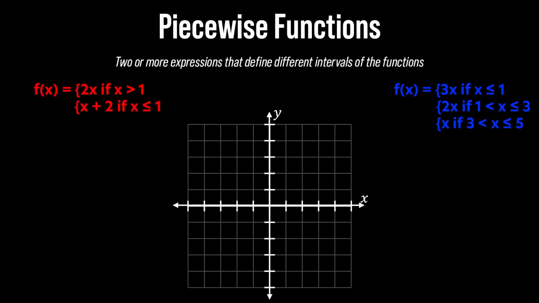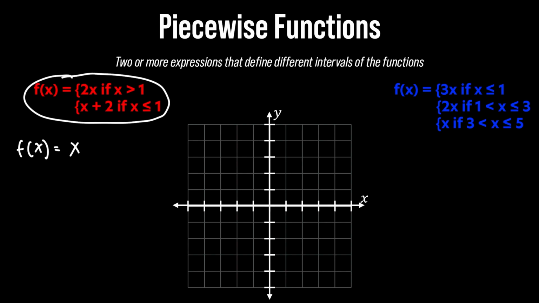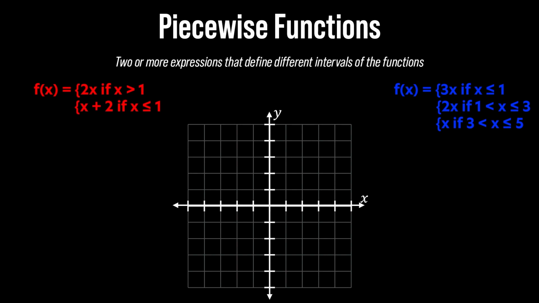Today we're going to learn about piecewise functions, two or more expressions that define different intervals of the function. As we've learned so far, functions have been described to have one expression, so f of x being equal to just x. Here we see that there's two expressions: f of x is equal to this first part, or f of x is equal to the second part here.